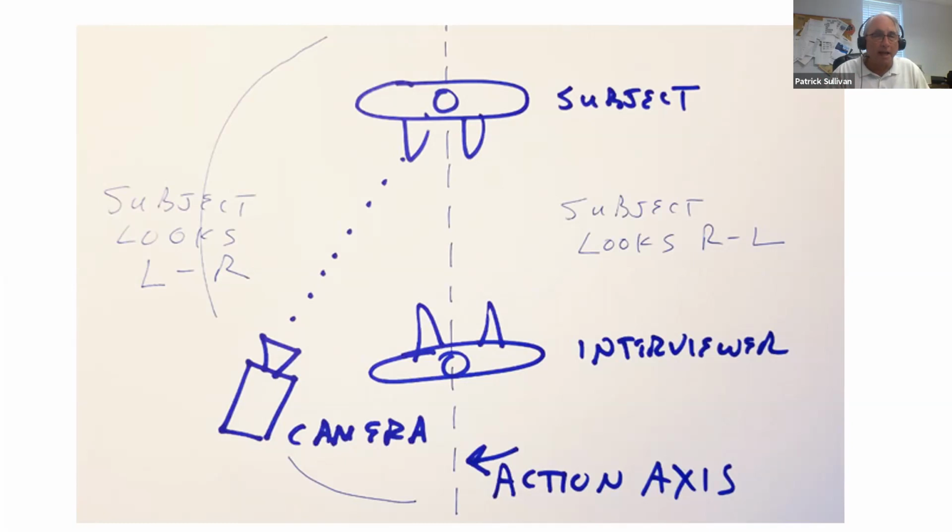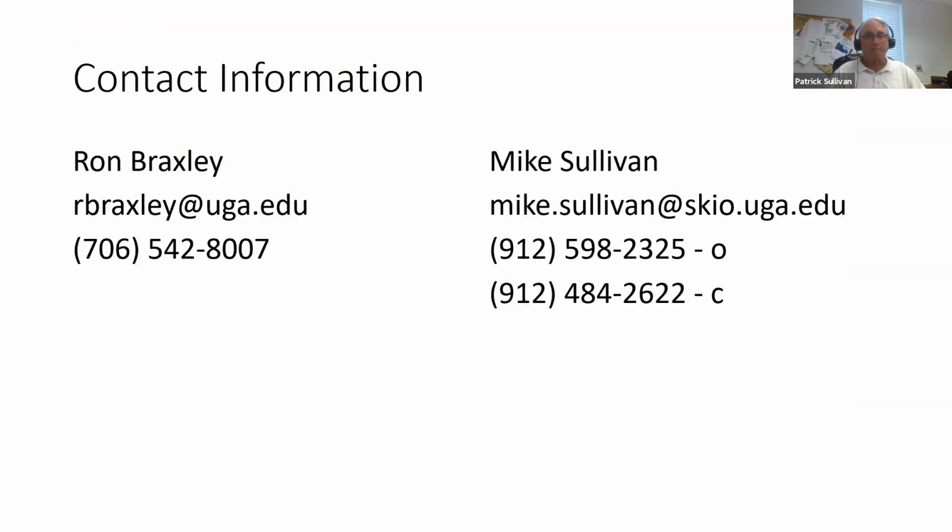As long as you stay on the left side of that dotted line, everything is fine. You can move from the interviewer to the subject and back, and the subject is looking left to right, and the interviewer is looking right to left, and everything's cool. But as soon as you cross, if you take that camera and go from the left shoulder to the right shoulder, everything reverses, and you have them looking the same direction or different directions. It can be very jarring.